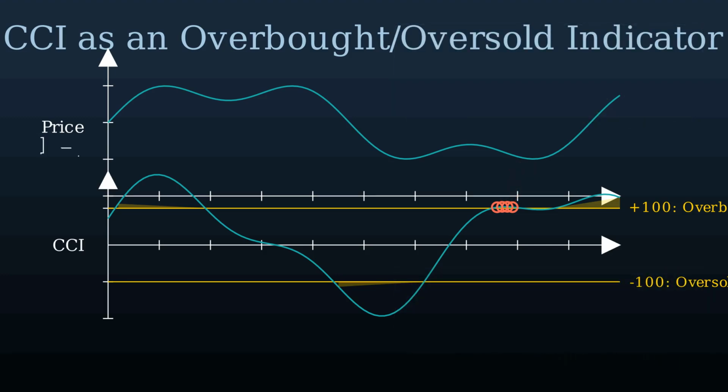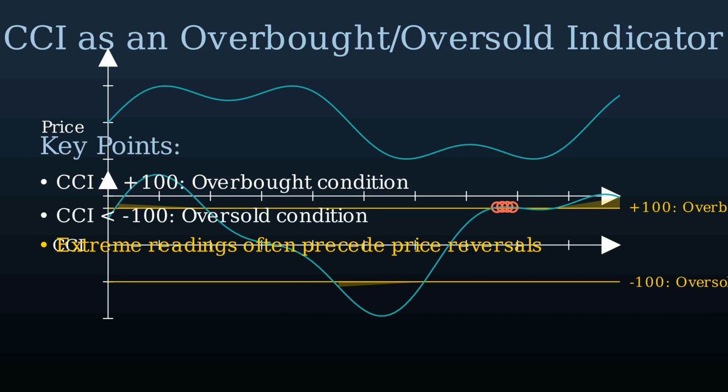When using CCI as an overbought-oversold indicator, traders should look for these extreme values as potential signals for entering or exiting positions. Remember that while these signals can be powerful, they should be confirmed with other technical analysis tools for the most reliable trading decisions.